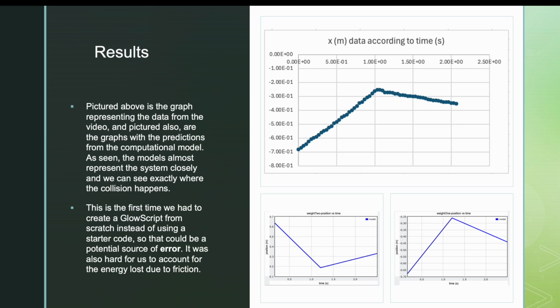A potential error that could have been in this experiment is that we're not usually making our GlowScript from scratch, and so that was a change that we had to adapt to. It was also hard for us to account for some of the energy that was lost due to friction.